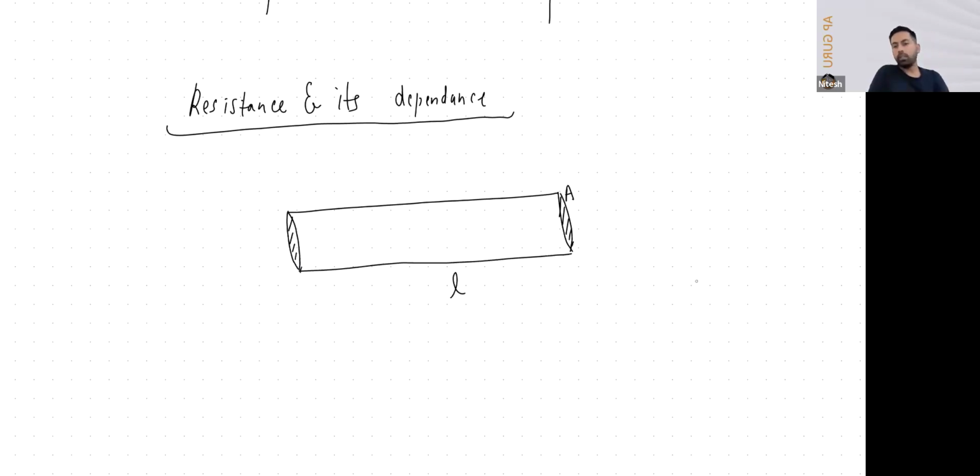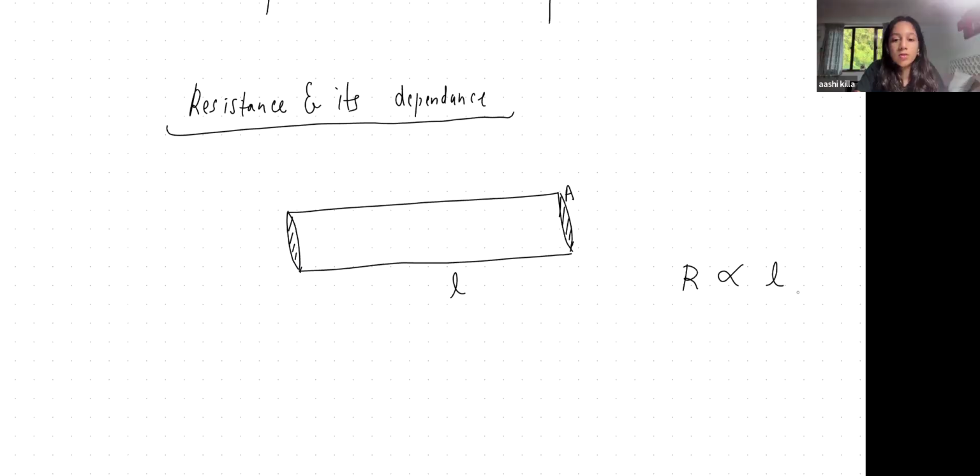If the wire is very long, will it have more resistance or less resistance? More resistance. Yes, definitely. It has to travel a long distance, so it will experience more obstacles in the path. Can I say that it would be proportional to the length? Yeah. Now, how about the area of cross section, I mean, the thickness of this wire? Less resistance with more area. Definitely, if there is more area, it has more space to go, right? So the relation would be inverse of it.